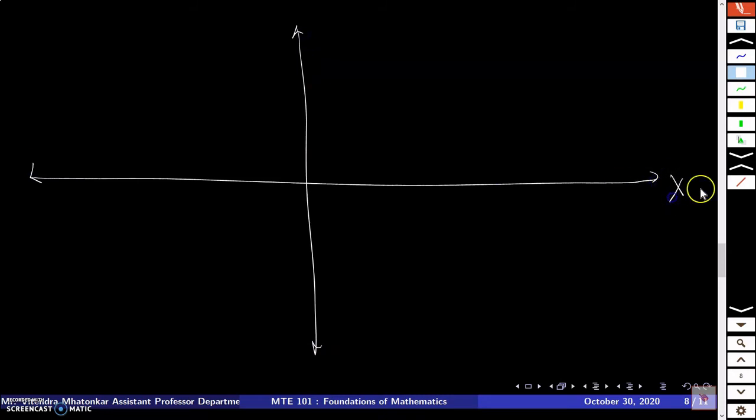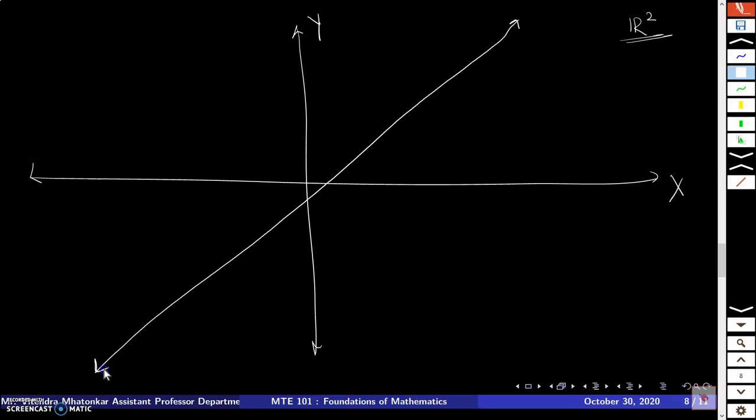Okay, so this is my x-axis, y-axis, R. I'm having R cross R, that's R2. And supposing there is one function, I will just draw a simple function here. Let's say some line here, a straight line. Just assume that that's a straight line. Now, supposing this line is the representation of the function f. Okay, some function f is there.